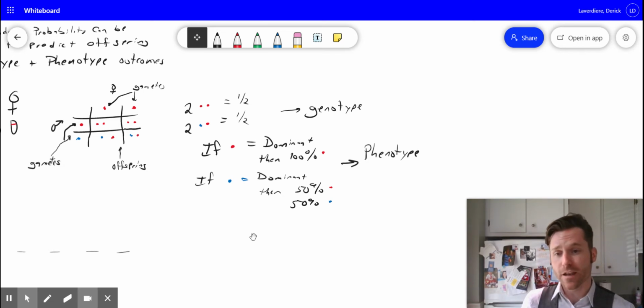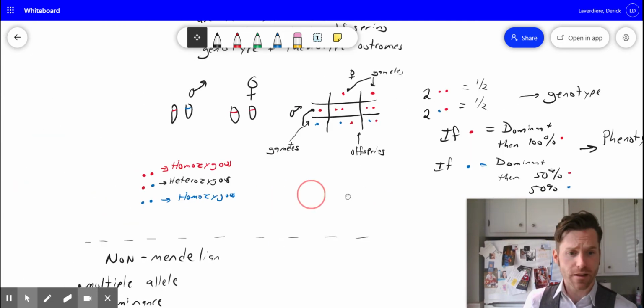Now, if we set blue as the dominant allele, our phenotypes will be evenly distributed. These top ones will be red because they are homozygous recessive, and that's the only way to get a recessive trait to show up is to be homozygous. And these heterozygotes will present as blue. So it'd be 50% red, 50% blue for phenotype. And that's Mendelian genetics.